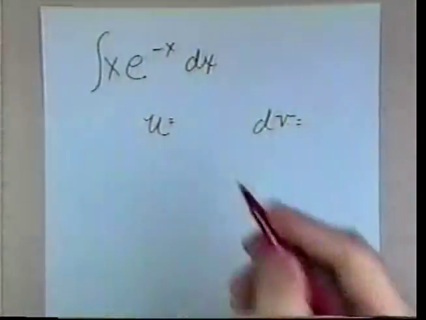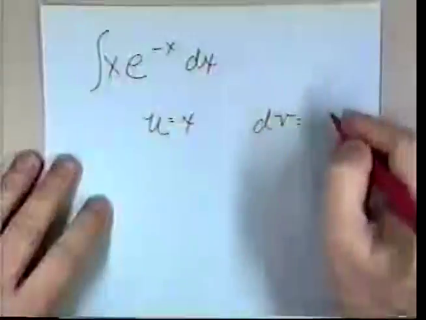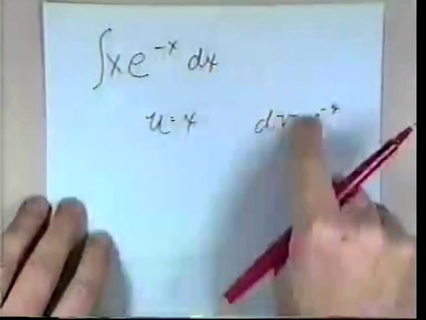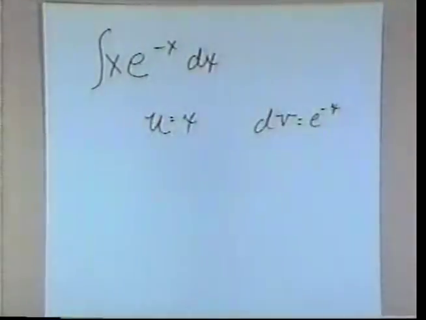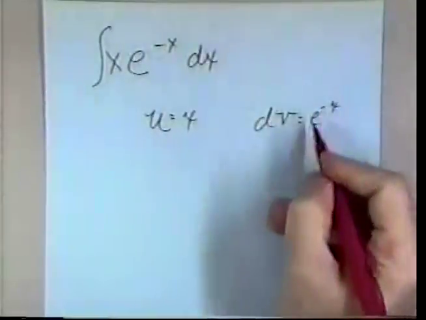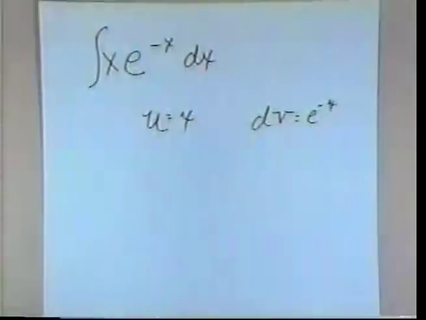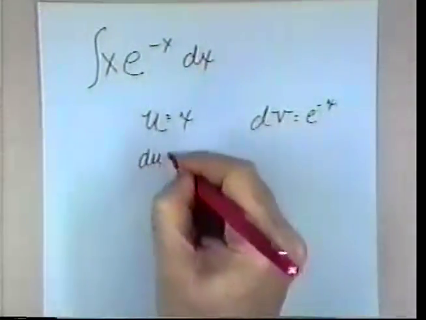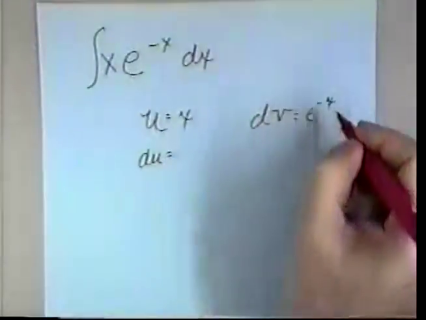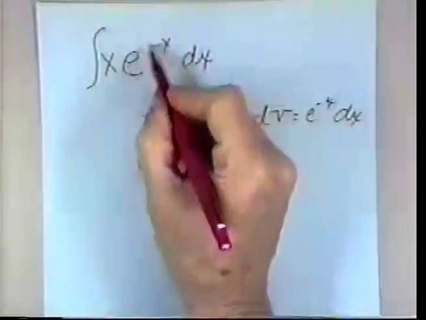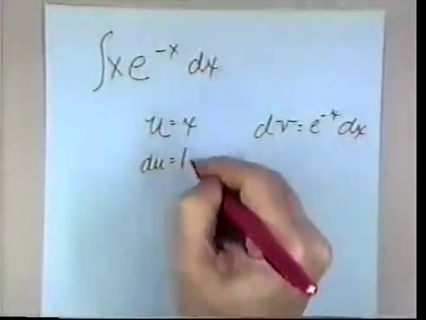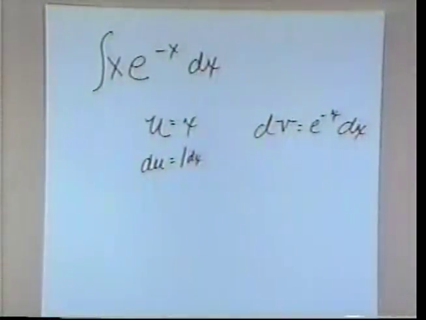Again, I'm going to let u be the x function, which means dv is e to the minus x dx. Now, one thing that you should pay attention to when you're choosing your dv is that you should be able to take the antiderivative of it fairly easily. If this was something that I couldn't take the antiderivative of quite easily, I probably wouldn't select that to be my dv. Now, once I have u, I need du. The derivative of x is 1 dx.